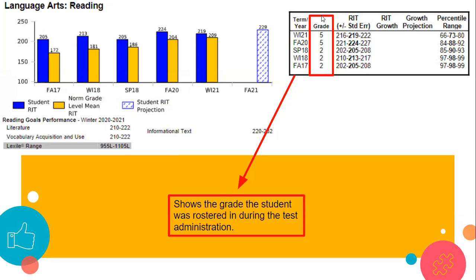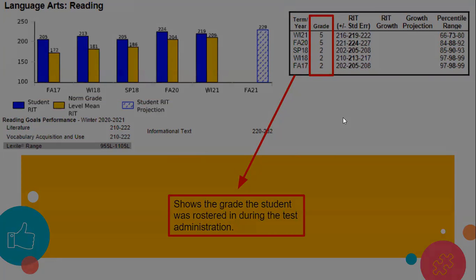When you see grade, that's the grade when the student took the test. So in this example, there was a big lapse between when the test was first taken by the student in 2nd grade, and then again in fall of 20 when the child took it as a 5th grader.